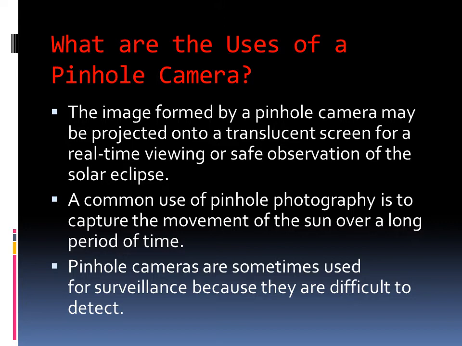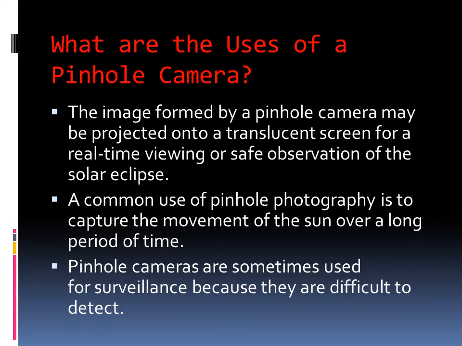You can use blotting paper or butter paper, or even frosted glass. So to view the eclipse, a pinhole camera is used. Another example, pinhole photography, is to capture the movement of the sun over a long period of time.